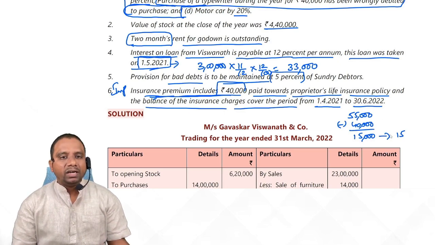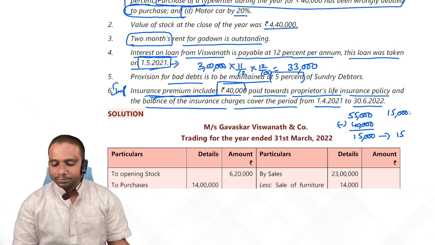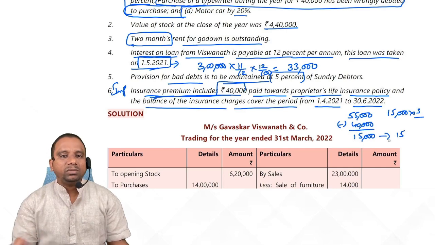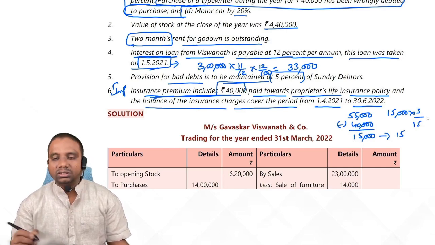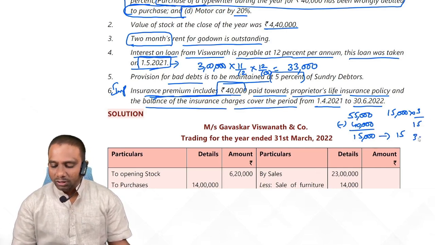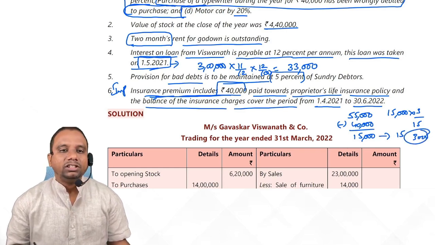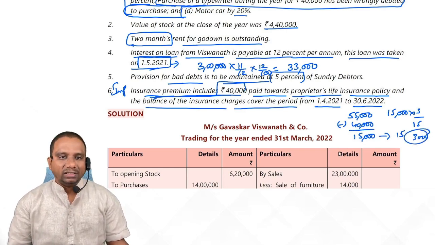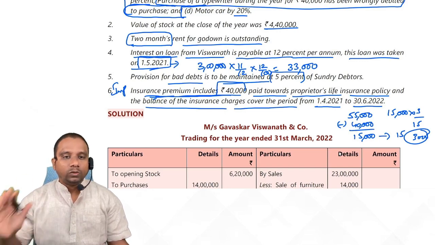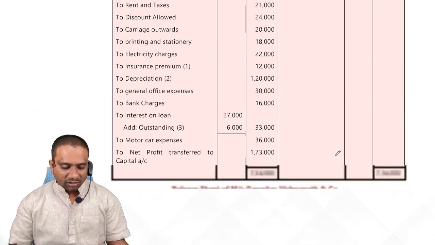So calculate prepaid insurance. Simple. 15,000 into 3 months is the prepaid, na? 3 by total months covered, 15. So 3,000 is the prepaid insurance. This is shown on the asset side of the balance sheet. In the P&L account, we show only 12,000 rupees. That is the important adjustment in this problem.